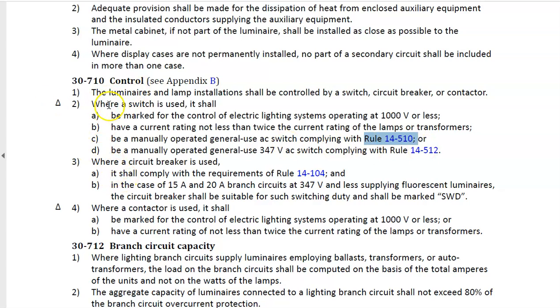The other way that we're allowed to control them is a circuit breaker, which has to comply with the requirements of rule 14-104. And then it has to be marked as SWD, switching duty.